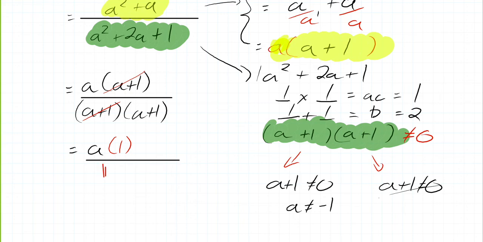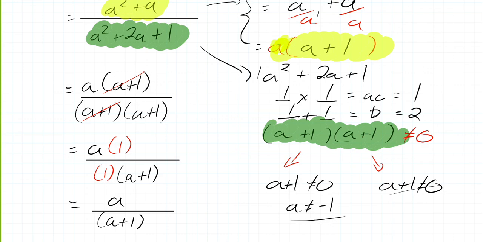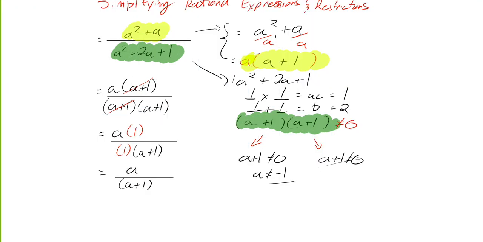1 times a plus 1. I'll carry out that multiplication. A times 1 is just a. And 1 times a plus 1 is just a plus 1. So that's our simplified version. We've simplified it to a over a plus 1. And we have our restriction of a cannot equal negative 1 in this equation.